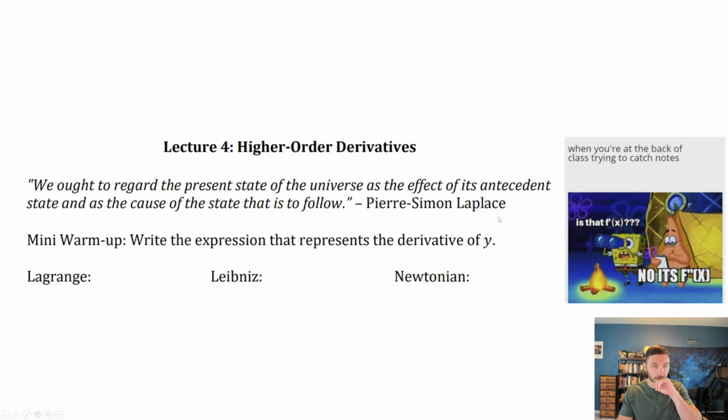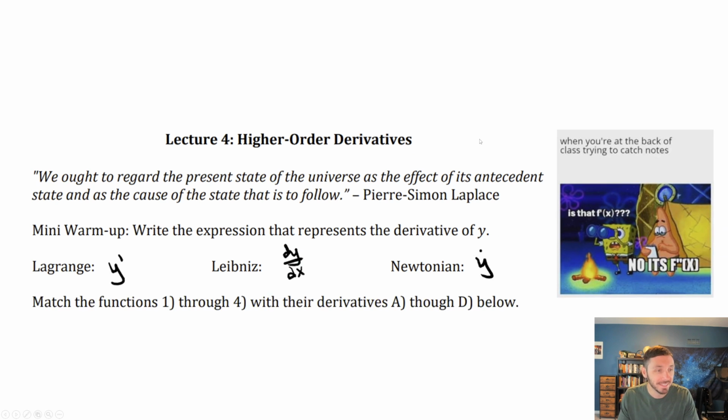Okay, so a little warm up. Write the expression that represents the derivative of just y for each of these three scenarios. See if you remember Lagrange, Leibniz, and Newtonian notation. 3, 2, 1. Here they are. So y prime is the derivative expression in Lagrange. That's a notation we're going to use mostly. And then Leibniz, dy dx. Newtonian has got that little dot up top. Okay, that's it for now.